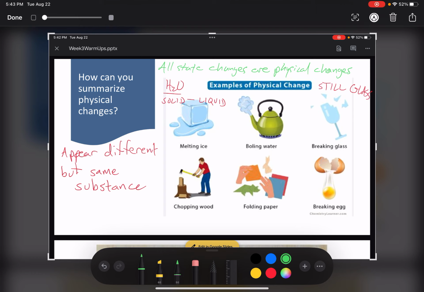If you chop wood, it is still wood. And you guys are getting the point here. If you break an egg, that is still just a physical change, but if you were to actually cook it, then it would be a chemical change.